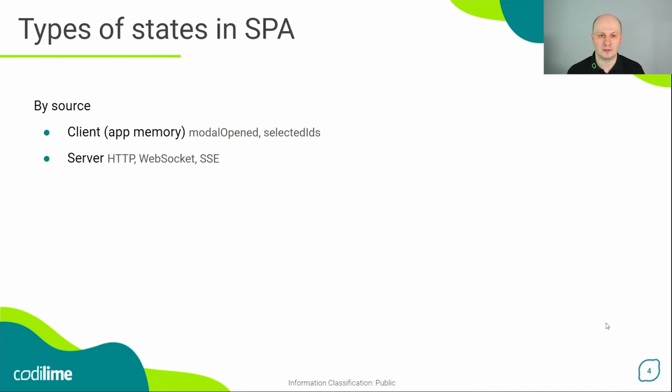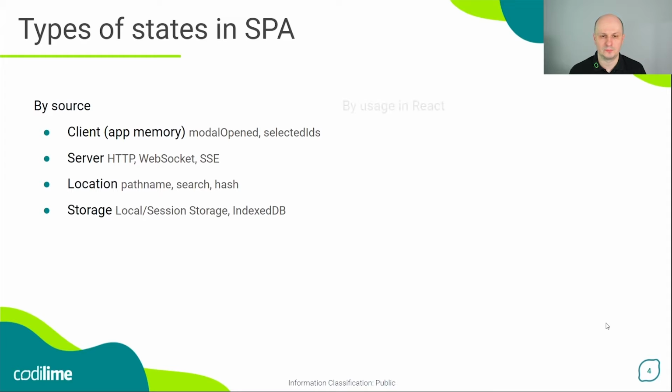The second one, the server state, is used with external data like responses from HTTP requests. The location state is often overlooked, but it contains very important data like pathname, params, search or hash. We also have the storage state, which sits inside the browser. One is local storage, the second session storage. It can also be IndexedDB in newer browsers.